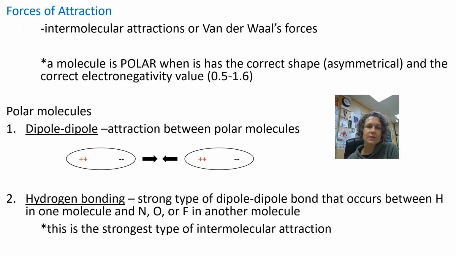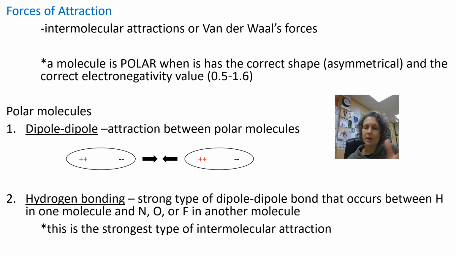With these forces of attraction, we're going to talk about intermolecular attraction, holding the entire substance together, not just a compound. Sometimes these are called van der Waals forces, just so you know. Recall that a polar molecule has an asymmetrical shape from the VSEPR chart, and an electronegativity difference between 0.5 and 1.6. We'll talk about quick, easy ways to determine polar or nonpolar.